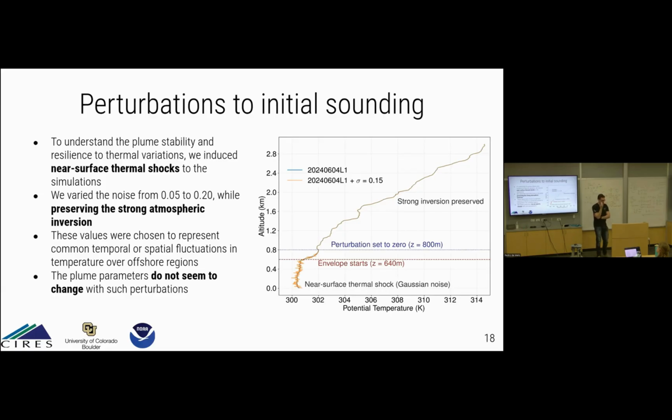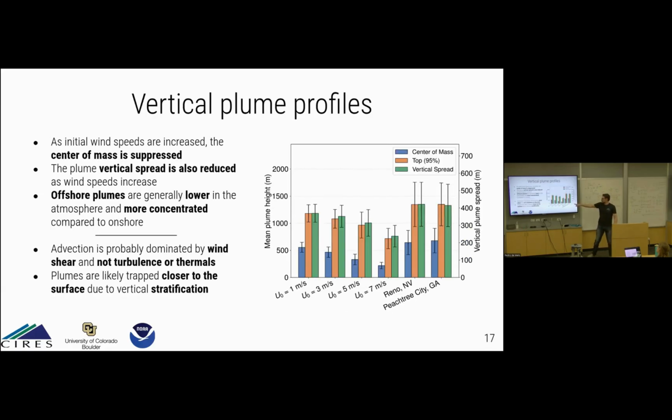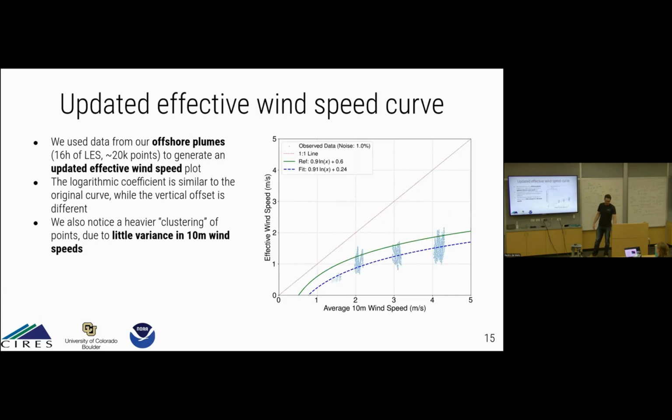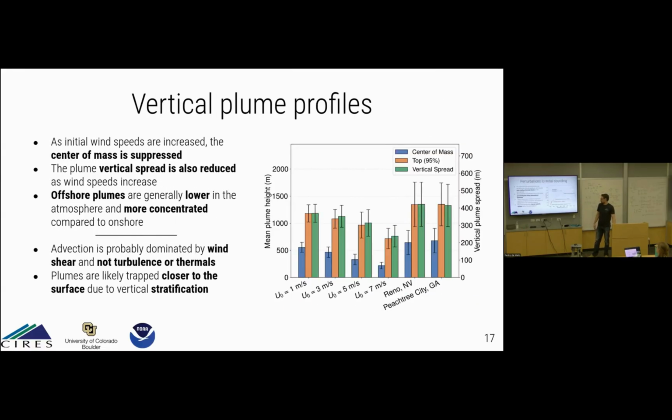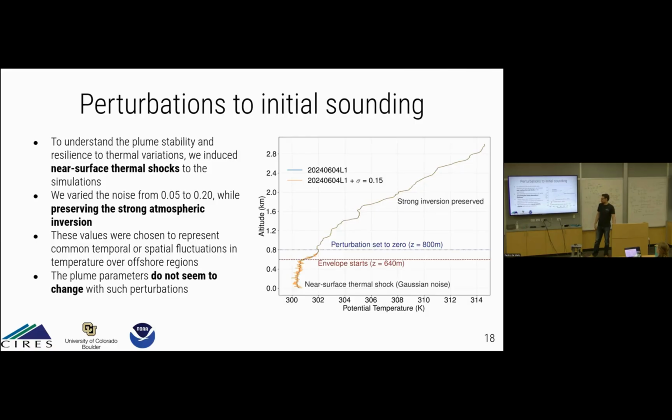I didn't show those plots here because they were literally the same as these for the same initial conditions, and the same for the effective wind speed, same parameters, same look of the plot, just with some minor statistical variations. But this leads us to think that this vertical stratification is what's causing those differences in what we were observing. So it does make a difference if we're estimating plumes offshore or over land.